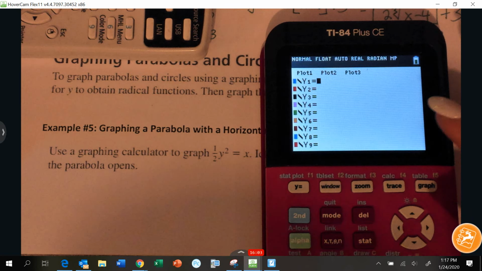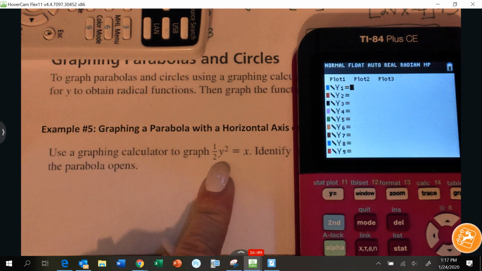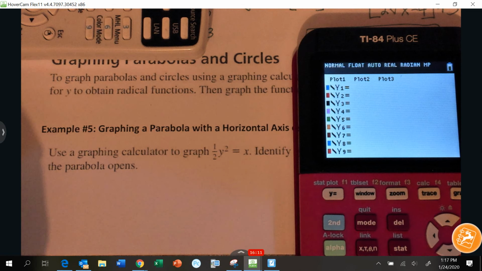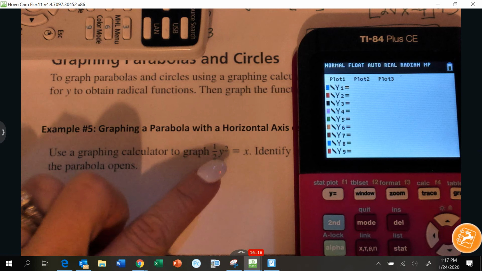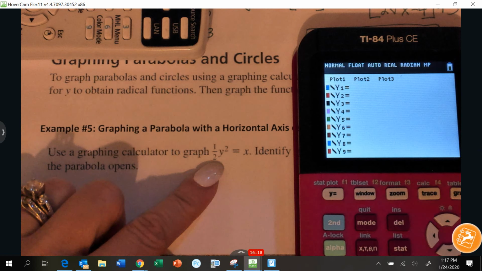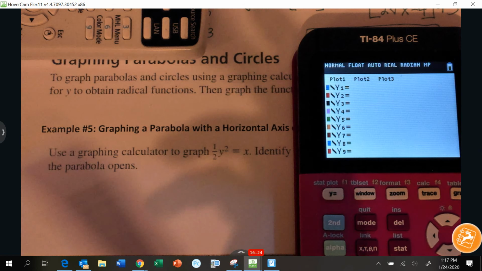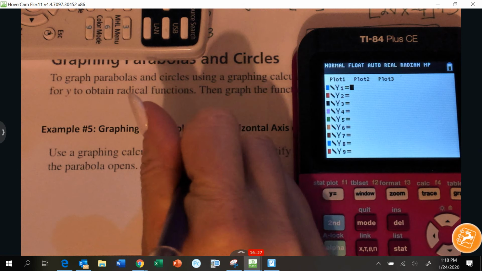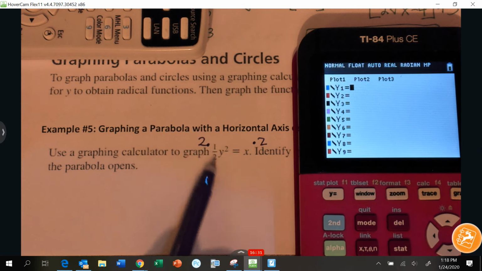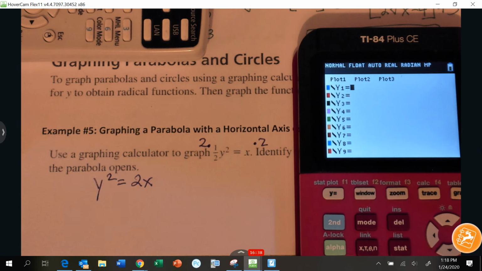Here's the thing. This does not say y equals, and in order to graph it, it has to say y equals. We're going to make it say y equals, and that's where we're going to start. So we need to take this equation and first change it so it says y equals, by hand. Multiply both sides by 2? Martin already gave it away. We're going to multiply by 2, that way we get y squared equals 2x.